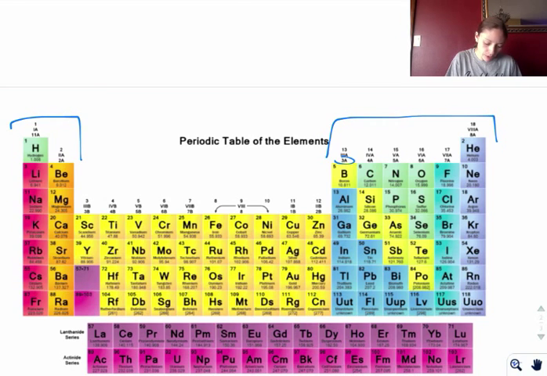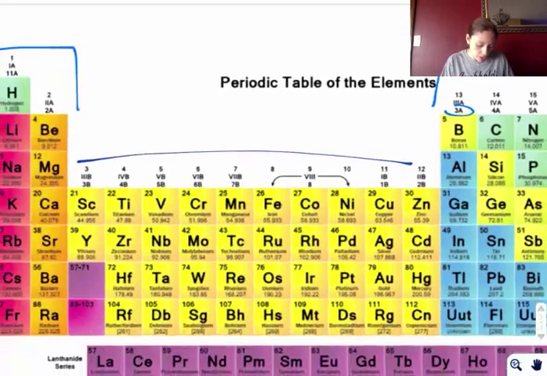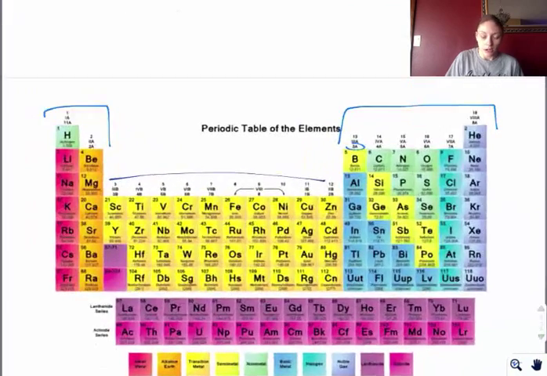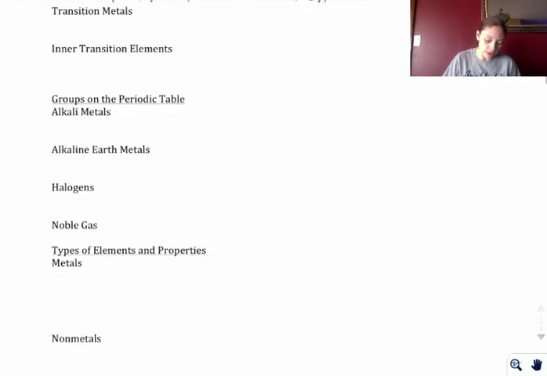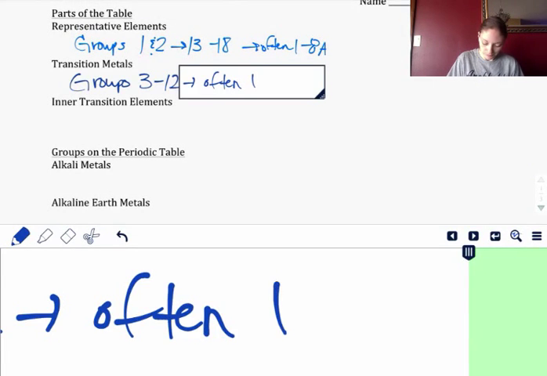Our transition elements, or transition metals, are the next ones. These are the groups in the middle. These would be our B elements, or groups 3 through 12. They're often called 3B, 4B, 5B, 6B, or you'll see them as 3 through 12. Either way, most newer periodic tables have the numbers instead of the A and B designations.